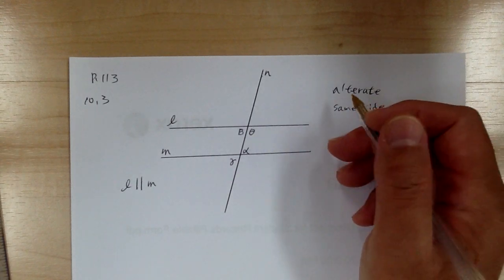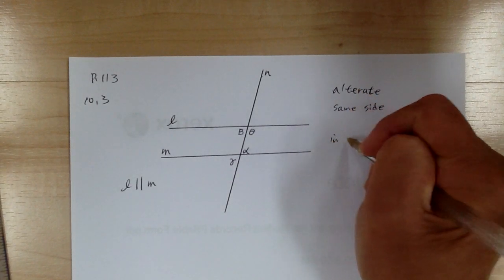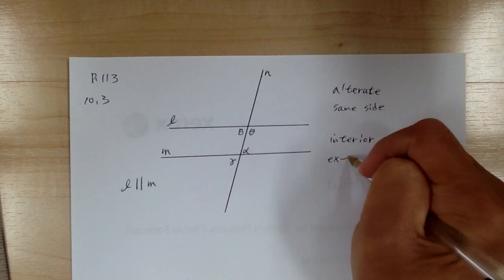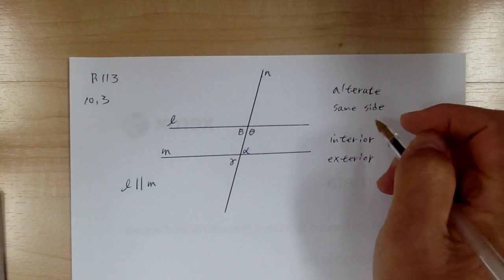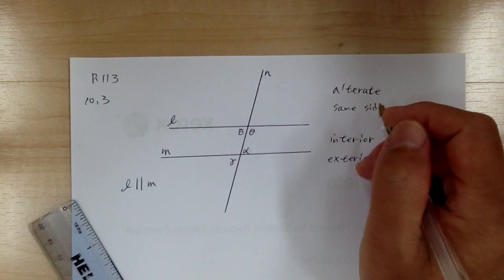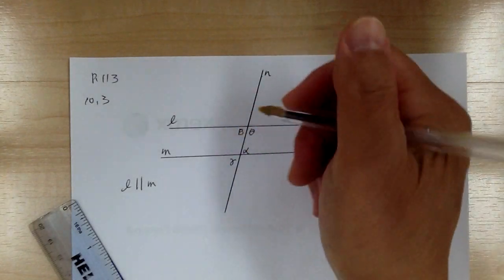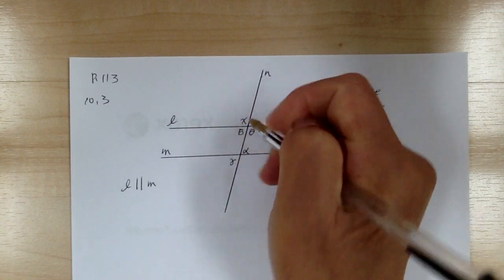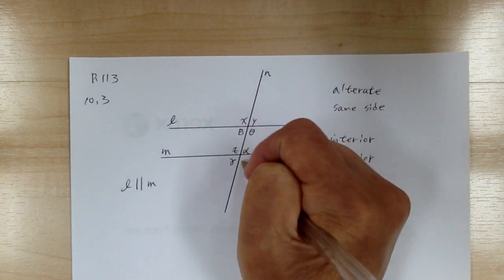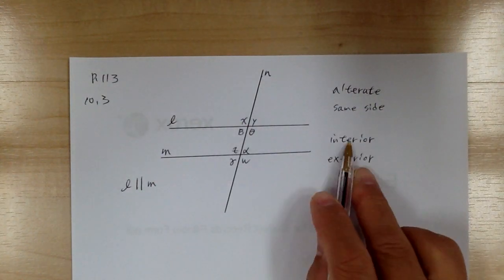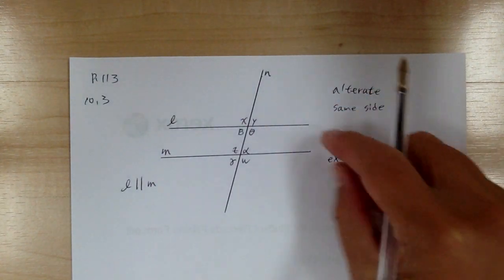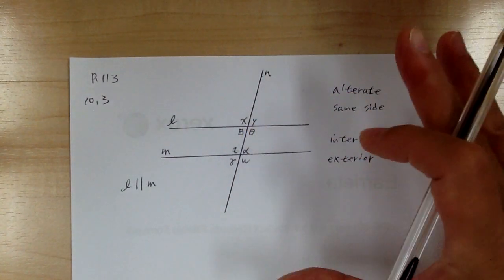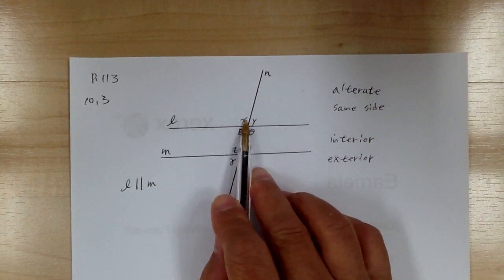And then after that, you also have interior and exterior. I'm going to put more angles up here, just X, Y, Z, and W, putting all the angles in there. Interior means inside the parallel lines. Okay, so these four angles are interior angles. Exterior means outside of the parallel lines. So these are exterior angles.